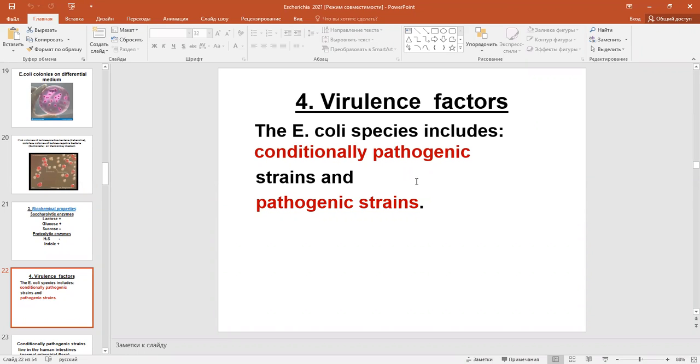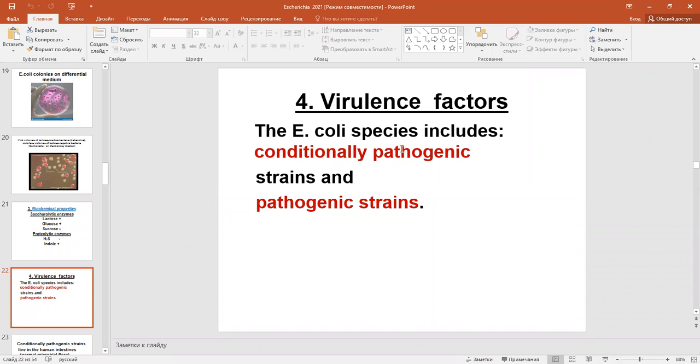So realize why Escherichia coli are so different, because of strains. We are talking about bacteria that belong to one species, Escherichia coli. But strains that belong to this species differ by virulence. Some of them are conditionally pathogenic strains, so they are able to exist in the large intestine, like normal microbial flora.